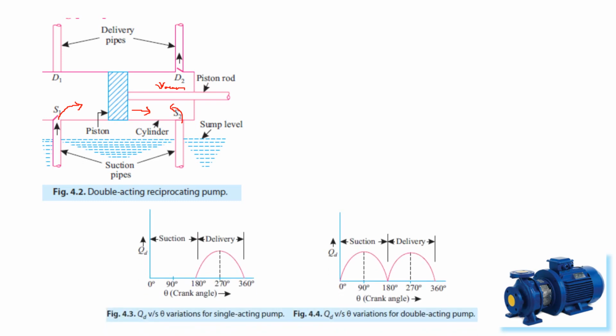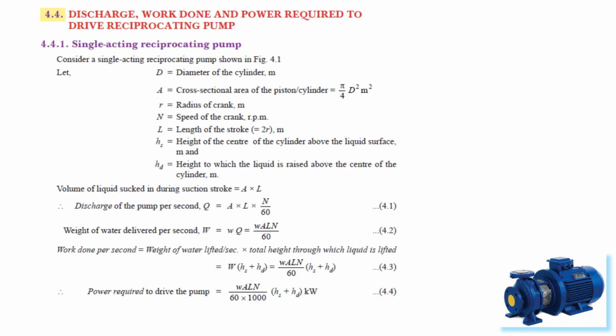The discharge versus theta variation for a single acting and double acting pump is given here. From this figure, we take D as the diameter of the cylinder. To calculate the cross-sectional area of the cylinder, we use pi by 4 D square, and R is the radius of the crank.